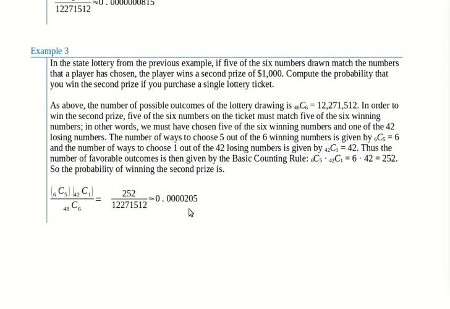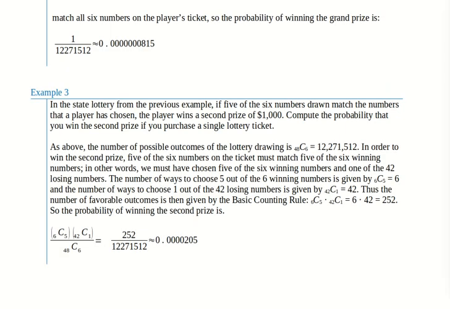But now our odds have increased, but not really by that much. If you look at the difference between these two, the only difference is the numerator is 1 when we have to match all 6. And down here, the numerator is 252. Now, granted, that means that our odds of winning the second prize are 252 times greater. But if you look at what that actually means, that's still a ridiculously tiny number.